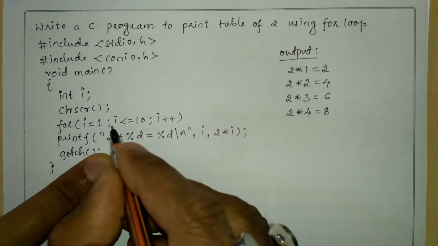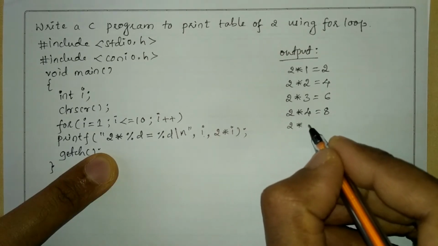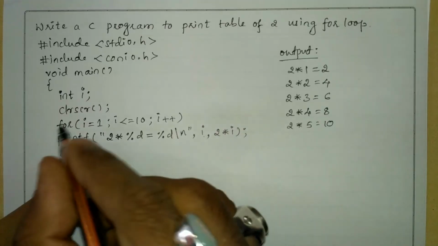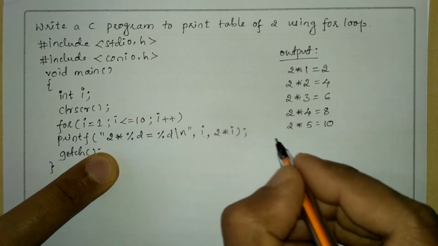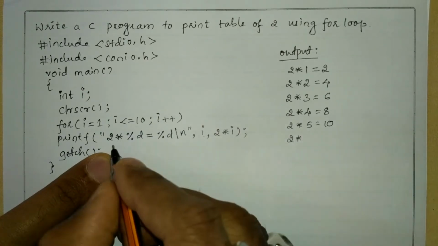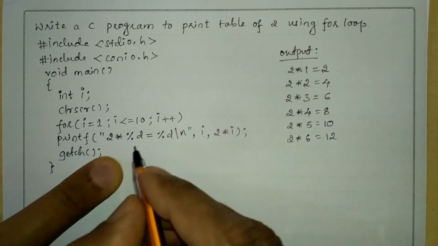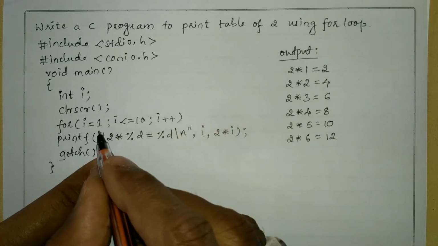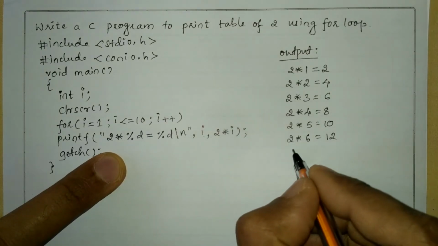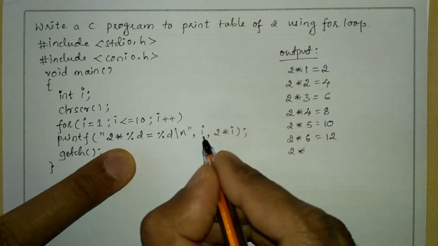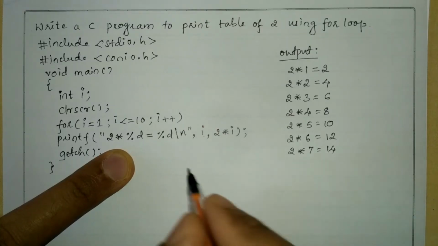Now i value is 5. 5 is less than or equal to 10. Condition is true. Then this particular statement once again is going to execute. 2 into 5 is equal to 10. Again control transfers to for loop by incrementing the value of i by 1. Now i value is 6. 6 is less than or equal to 10. Condition is true. Next we are going to print 2 into 6 is equal to 12 will be printed. Again control transfers to for loop by incrementing the value of i by 1. Now i value is 7. 7 is less than or equal to 10, hence it is true. Again it is going to print 2 into 7, which is 14. So it is going to print 14.